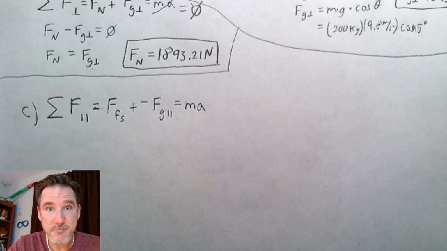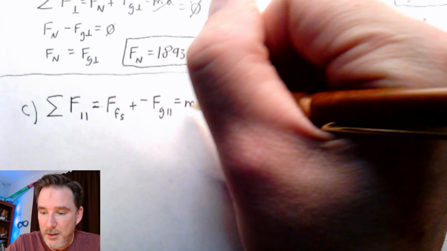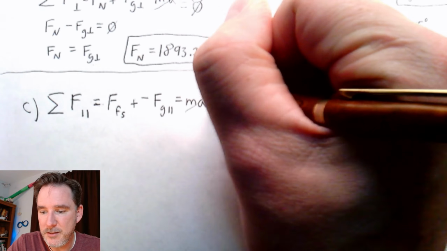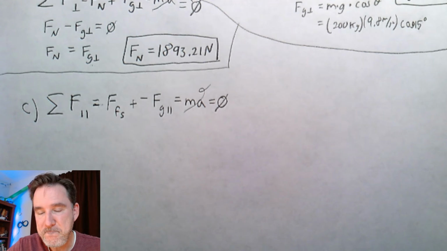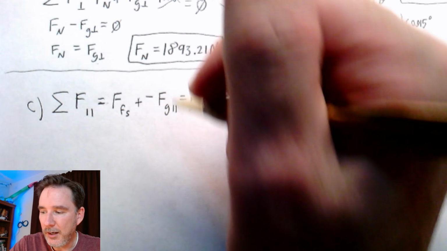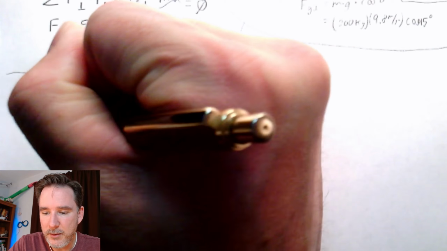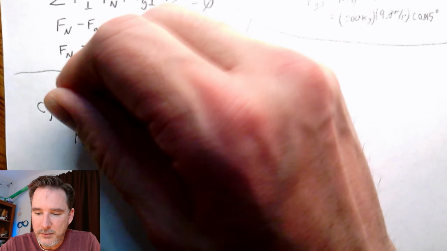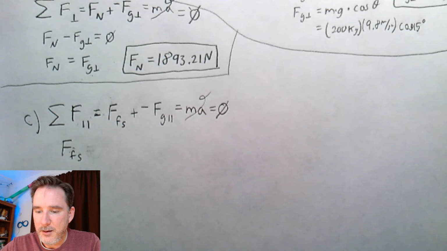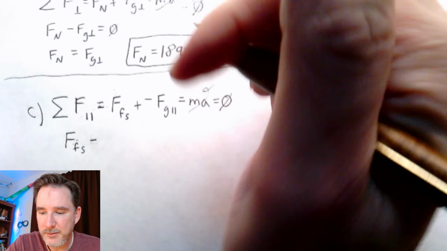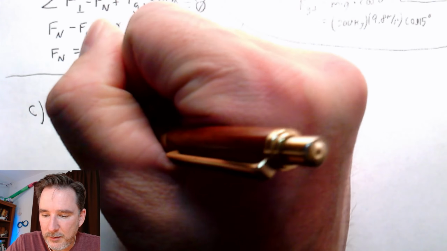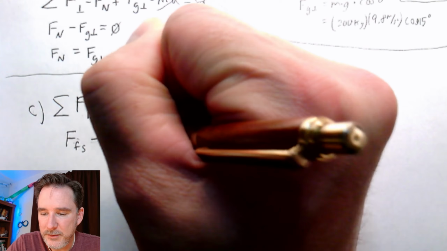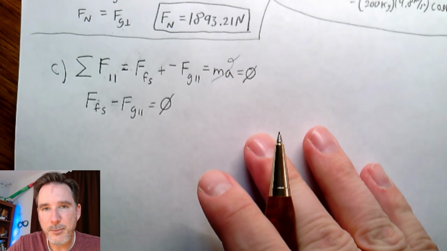We know that acceleration is 0 because this thing's not moving. So I'm going to just do one of those and get rid of that, which means it's equal to 0. Looks familiar. We just did this, right? So if we rewrite that in a somewhat more useful way, the force of static friction minus, because it's kind of plus negative, the force of gravity parallel is equal to 0. Okay, it's important to understand why we're doing this.